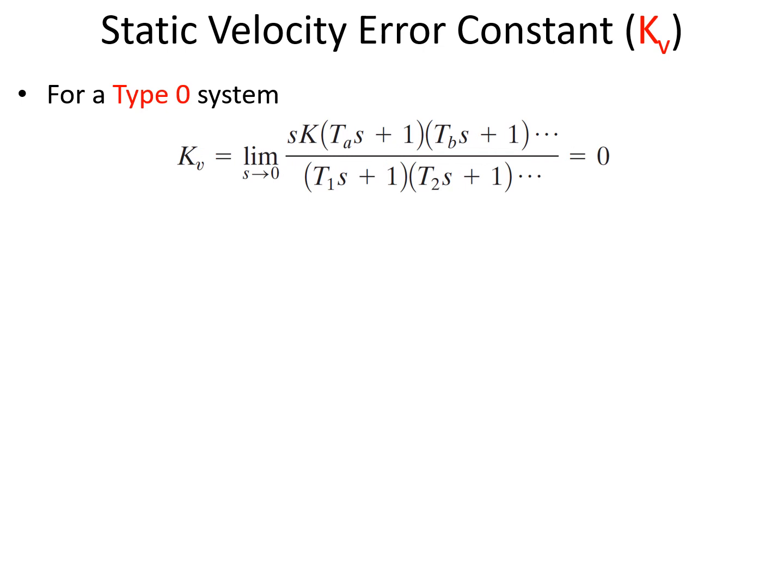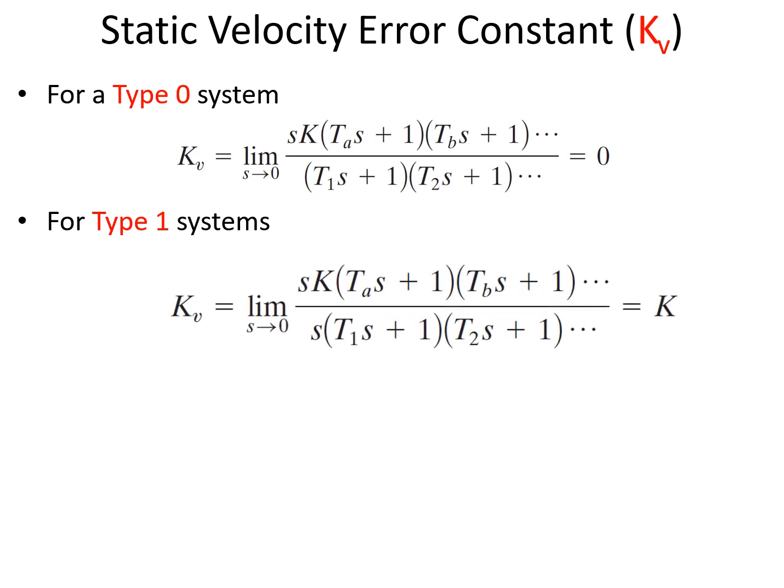Now let's analyze the error value for type 0 and type 1 using Kv. For a type 0 system, we take the same expression, limit s tending to 0 of s into the open loop transfer function. It is going to give you the value 0, because in the numerator you have s into K, so it becomes 0. For a type 1 system we have Kv as limit s tending to 0 of s into K, your zeros, divided by s into your denominator. Here this s and this s get cancelled, and all these terms become 1, so that you get the Kv value equal to K.